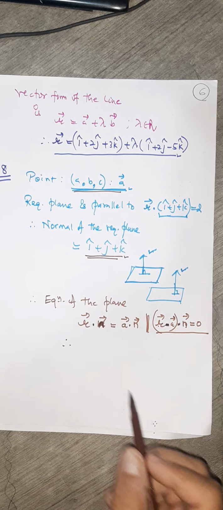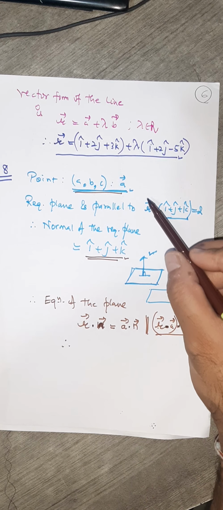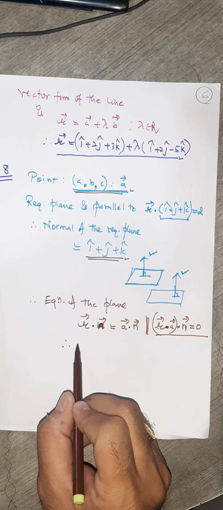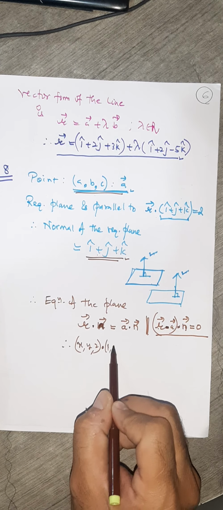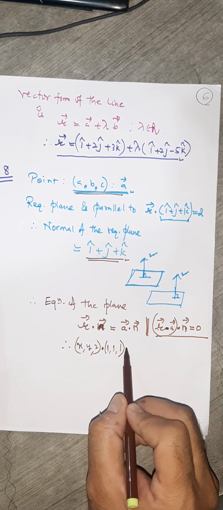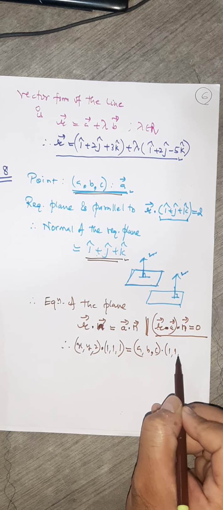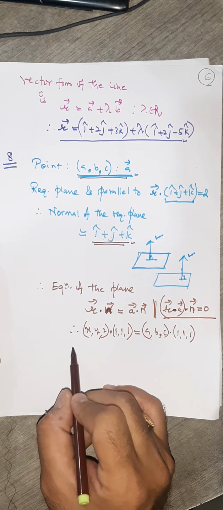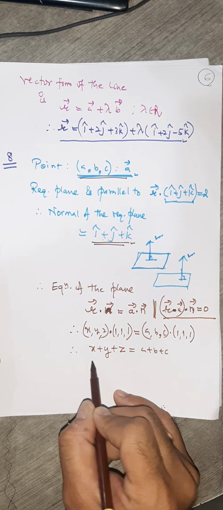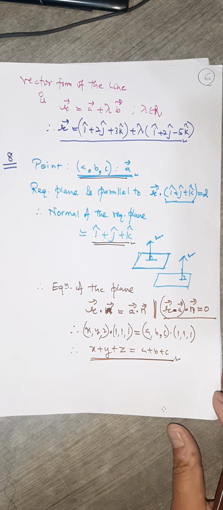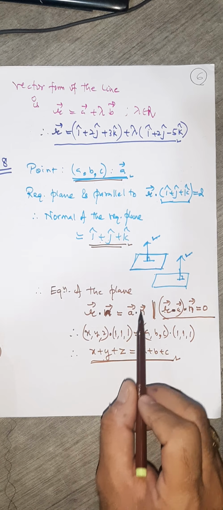Now what is r dot n? r is always x, y, z. So here the normal is this, so you'll get x, y, z dot normal, which is 1, 1, 1. What is a here? a, b, c. What is the normal to the plane? 1, 1, 1. So therefore you have x plus y plus z equals a plus b plus c. This is your required plane that passes through the given fixed point and is parallel to the given plane.